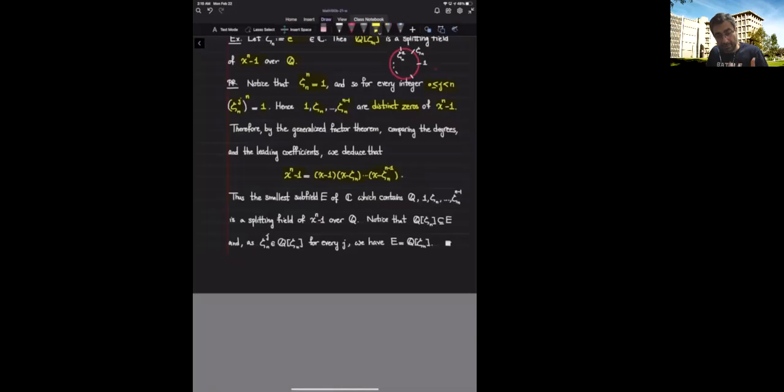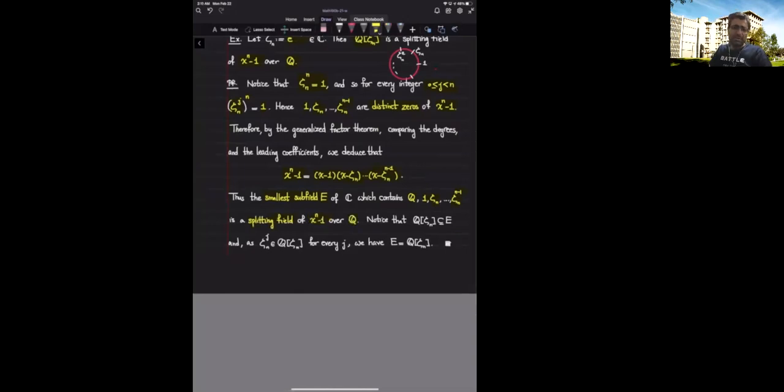Therefore, by the definition of a splitting field, if I call E the smallest subfield of complex numbers that contains Q and the zeros of this binomial, which means 1, zeta sub n, up to zeta sub n to power n minus 1, this subfield would be a splitting field of the polynomial x to the n minus 1 over the field Q.